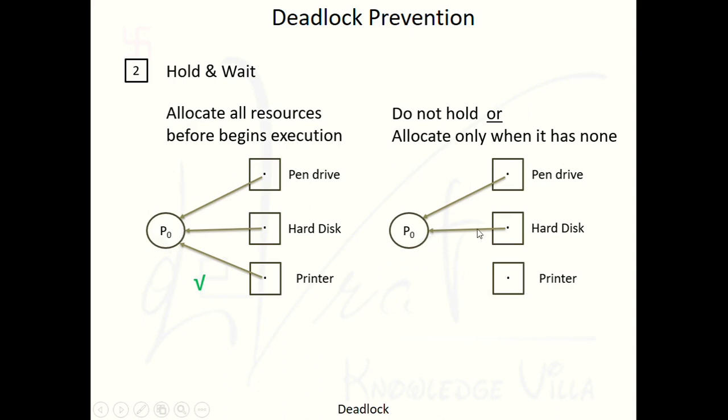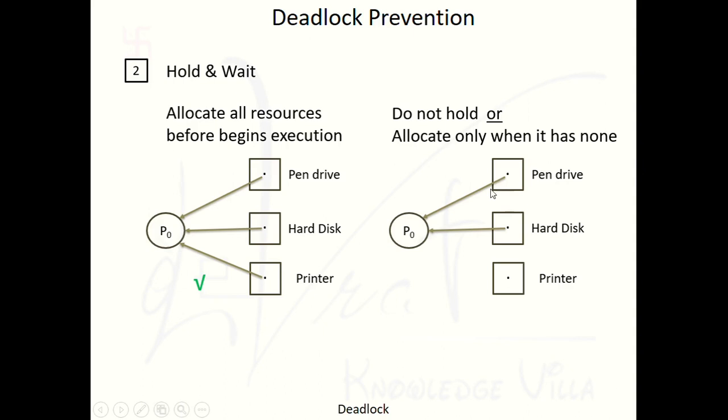But the thing is that we do not hold. It means right now P0 is holding the pen drive and hard disk, so we are not able to allocate a few more resources. Before requesting more resources, the process has to release the current resources held by that particular process. It means allocate only when it has none.